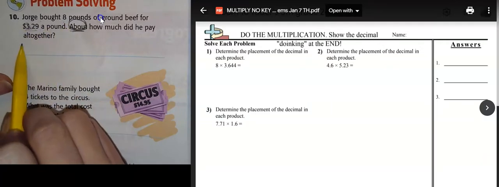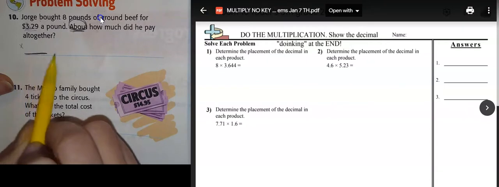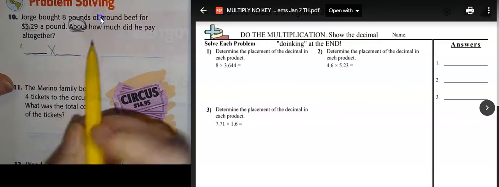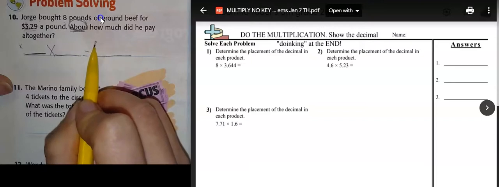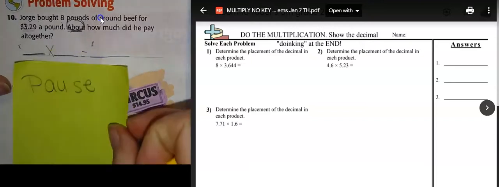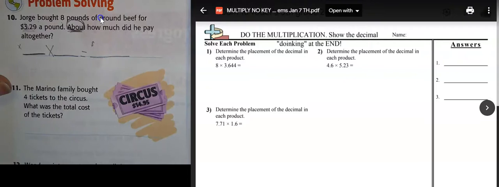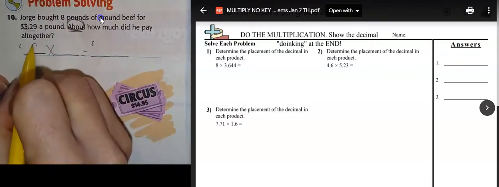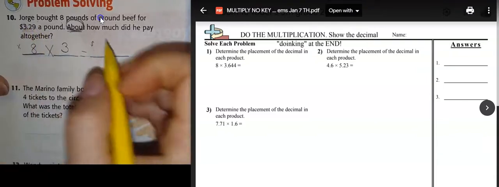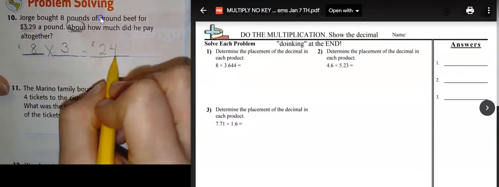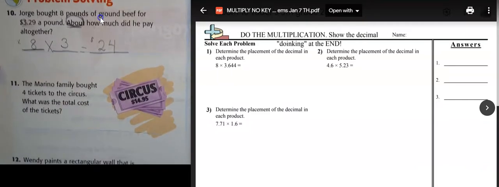You need to, right now for number 10, show which two amounts you are going to multiply and what your final estimate is going to be. So pause, get those blanks filled in. I am going to go ahead and show you. 8 pounds times $3, this is rounded to the nearest whole dollar, $24 would be your best estimate.